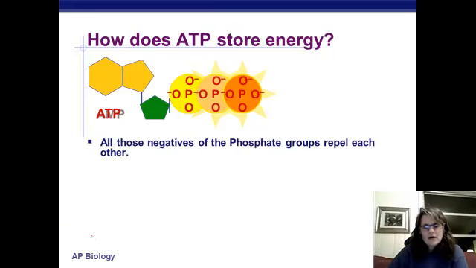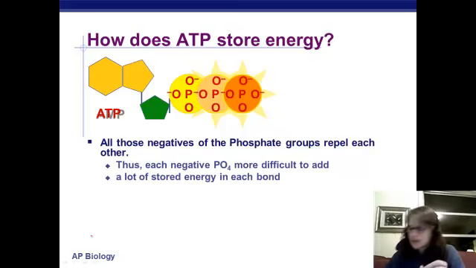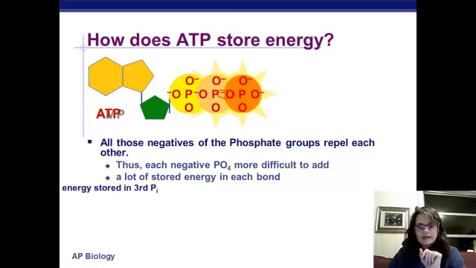All right. So, all those negatives repel each other, so thus every negative phosphate group is a little more difficult to add. But there's a lot of energy stored in each bond, and what's more, that energy is easy to get to because the molecule is so inherently unstable. It's easy to pop it apart and get that energy out. You don't have to put a lot of energy into breaking these bonds at all.